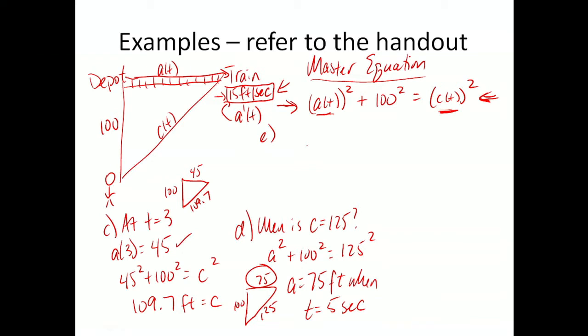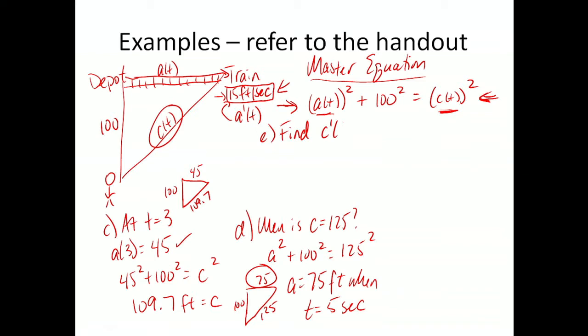Well, it's talking about the distance between me and the train, which is c. But it's asking me about the rate at which that distance is changing. So the distance between me and the train is c, and the rate at which it is changing, that's c prime. So what is it that I'm actually trying to find? I think it's helpful to write this down before you launch into this. I'm trying to find c prime, but now at what moment am I talking about?